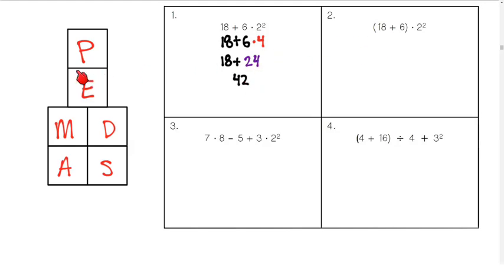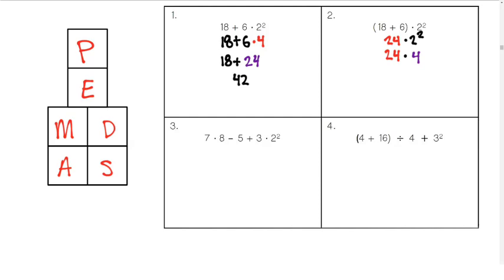Next, number 2, we have parentheses. So I go ahead and start with parentheses. 18 plus 6 gives me 24. Then I go down and bring the other stuff down. And my next step would be to do exponents. So I square 2 and get 4. I then bring down the 24.